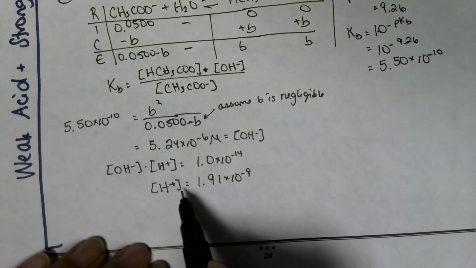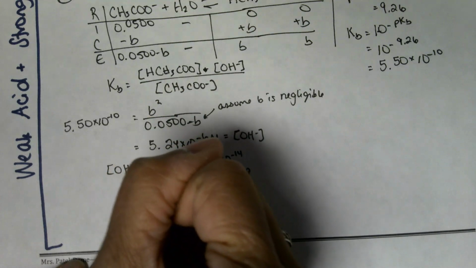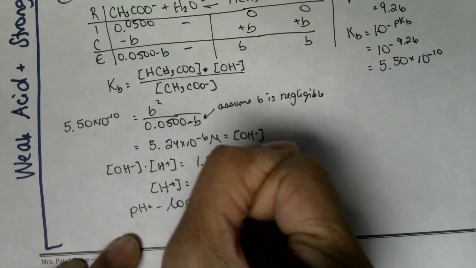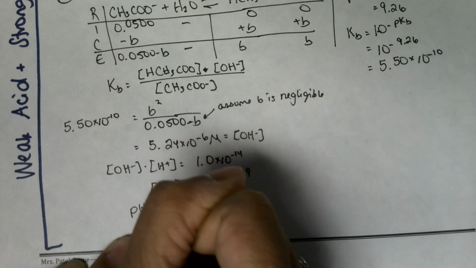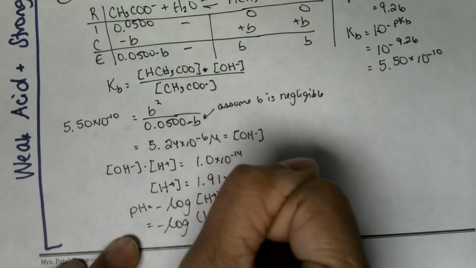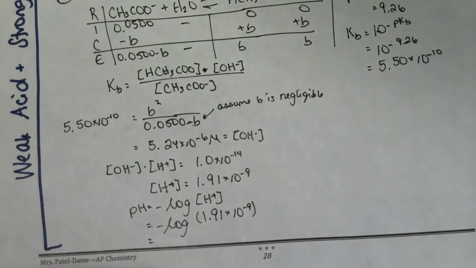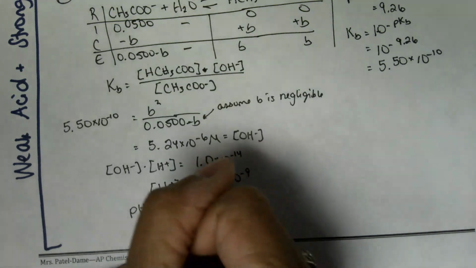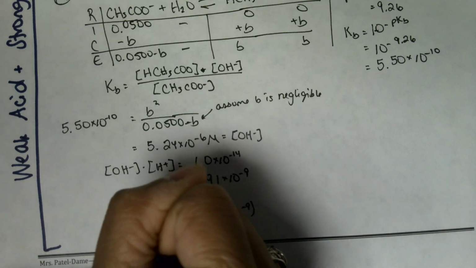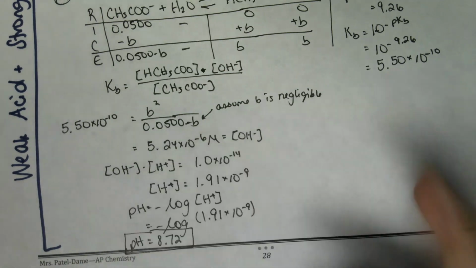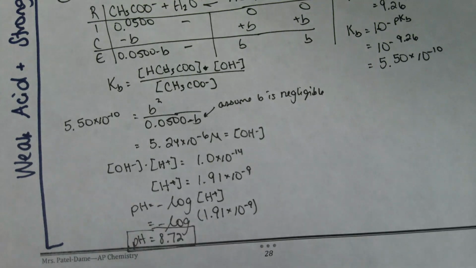And since that's your H plus concentration, hey, throw that into negative log of your H plus concentration. Negative log of 1.91 times 10 to the negative 9th. And that's equivalent to, negative 9, sorry, 8.72. Whew. So that's your pH is equal to 8.72.